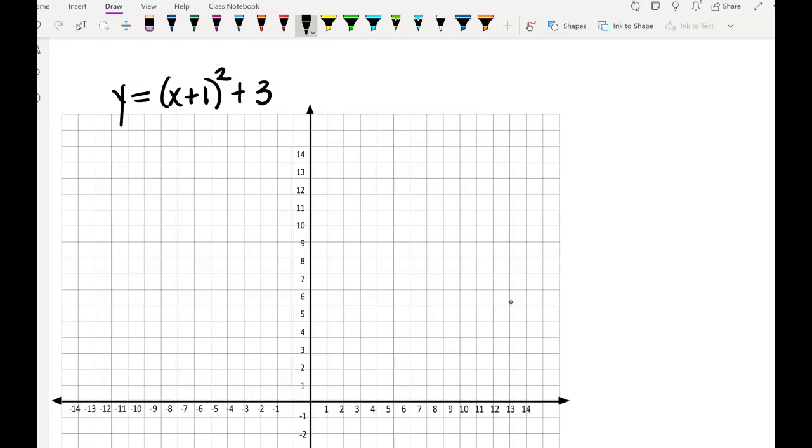So before we graph anything, I want you to tell me what is the ordered pair for my vertex. You can write it on the plain side if you want, just write the ordered pair, or if you want to write it in a corner of the graph, that's fine. But what is my vertex if my equation is y equals the quantity x plus 1 squared plus 3? I'm not looking for anyone to graph anything yet. I'm simply looking for an ordered pair of my vertex.